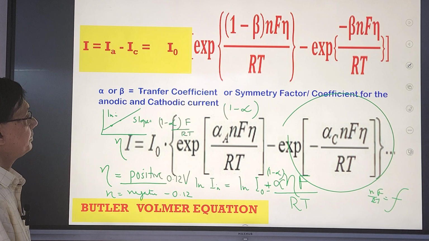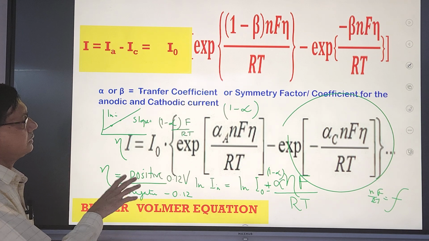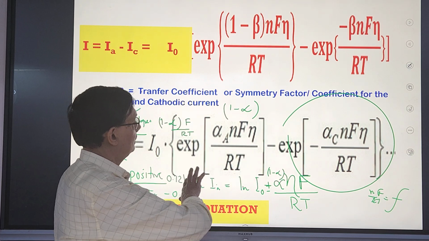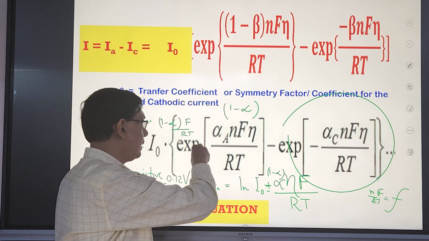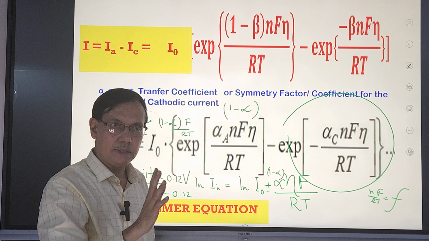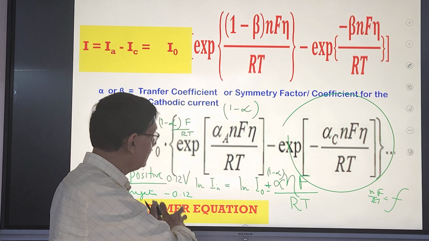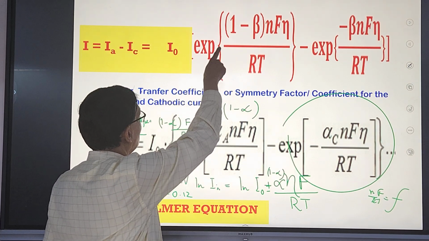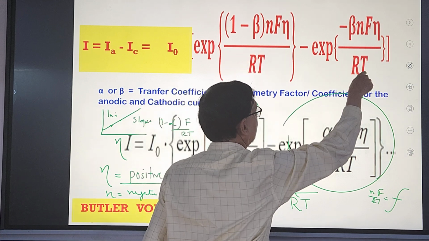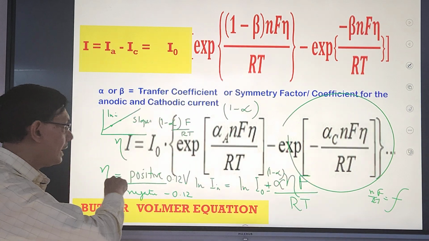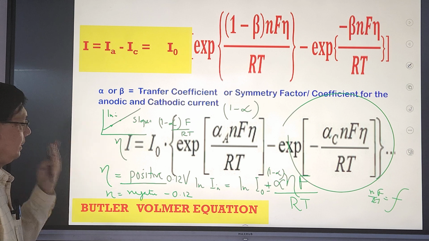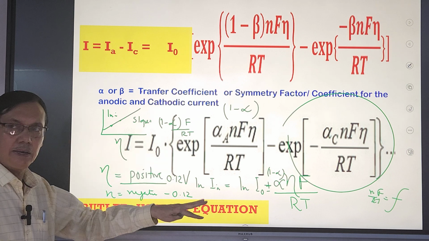Now the conditions. Again I am just saying the same thing. Don't get confused. Don't confuse with the anodic current or cathodic current. It depends upon the values of the overpotential. So it is better if I follow the Atkins book. You simply write exponential 1 minus alpha nf eta by RT, exponential minus alpha nf by RT. No question of anodic current or cathodic current. Then you apply your condition. So there will be two equations, one for the anodic current and one for the cathodic current.